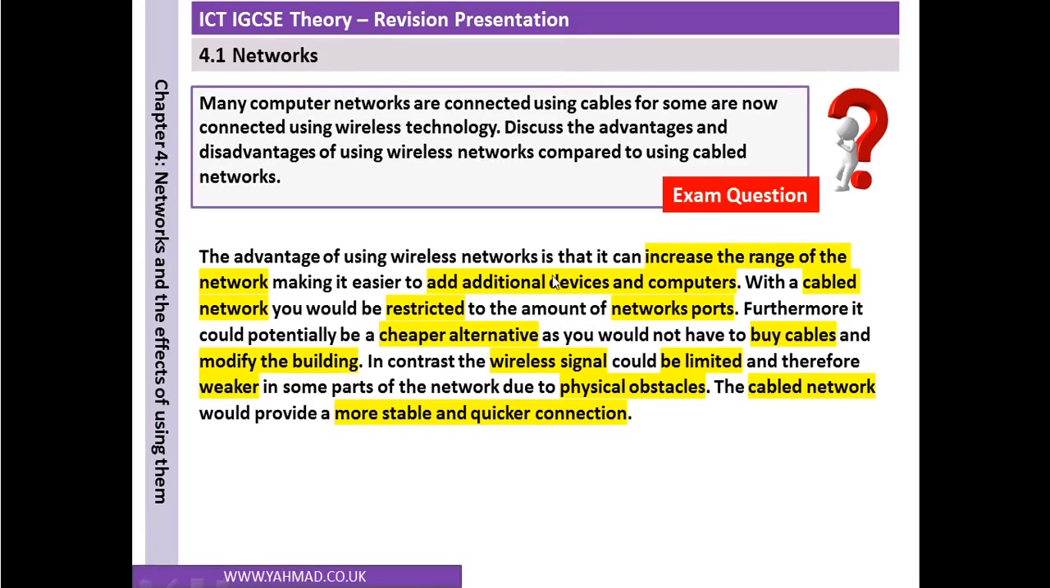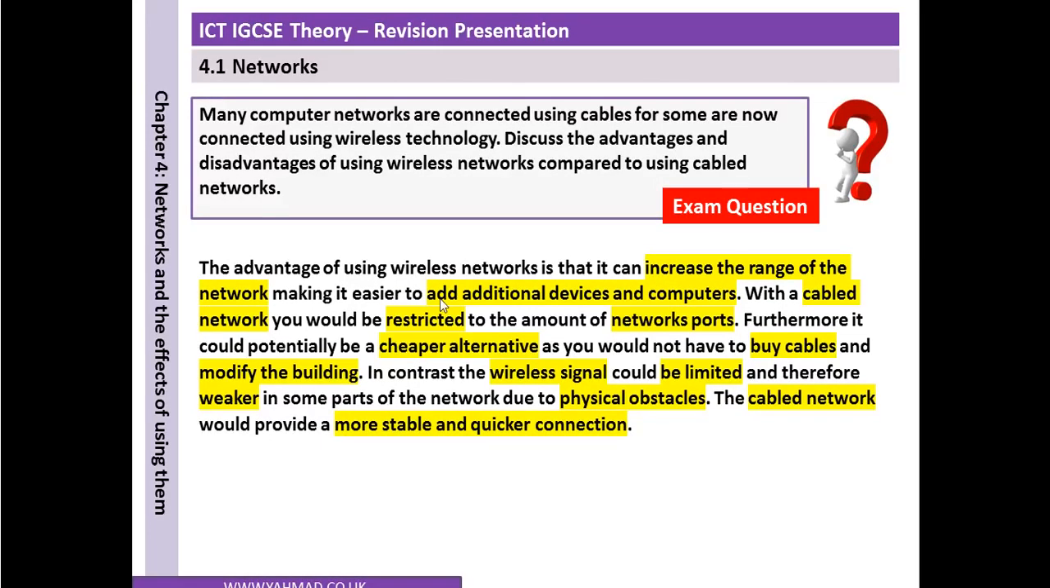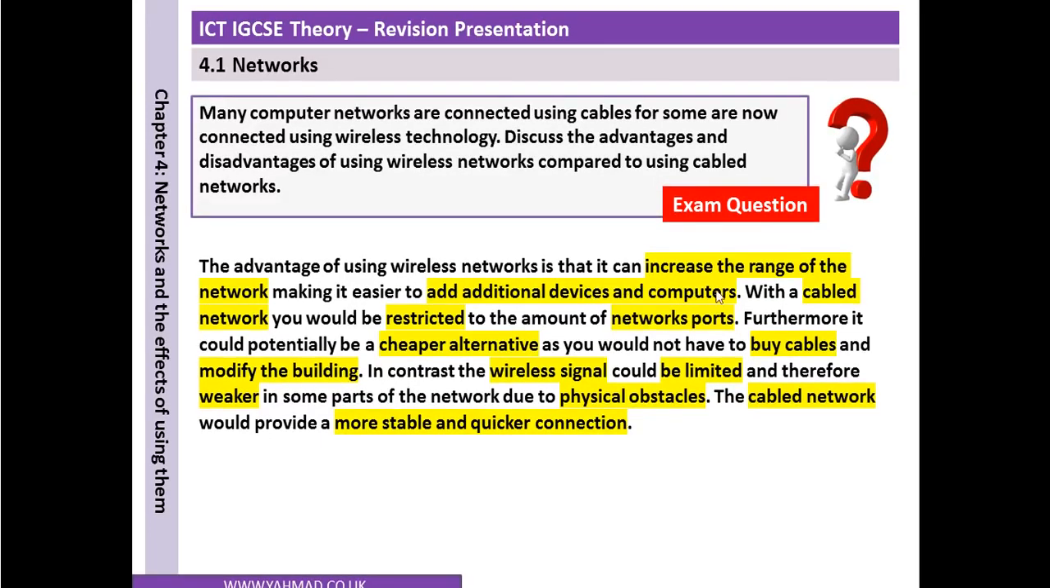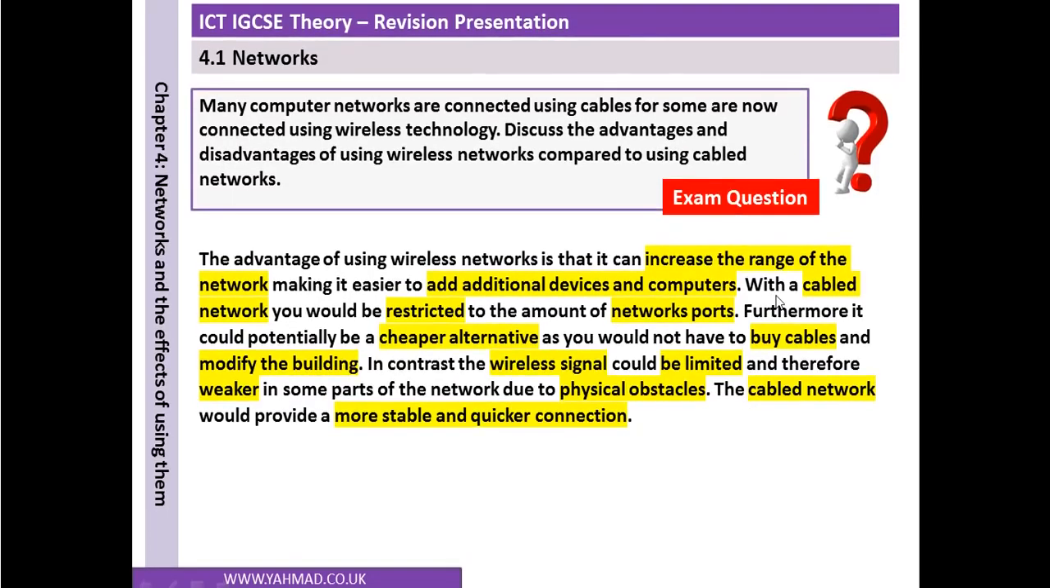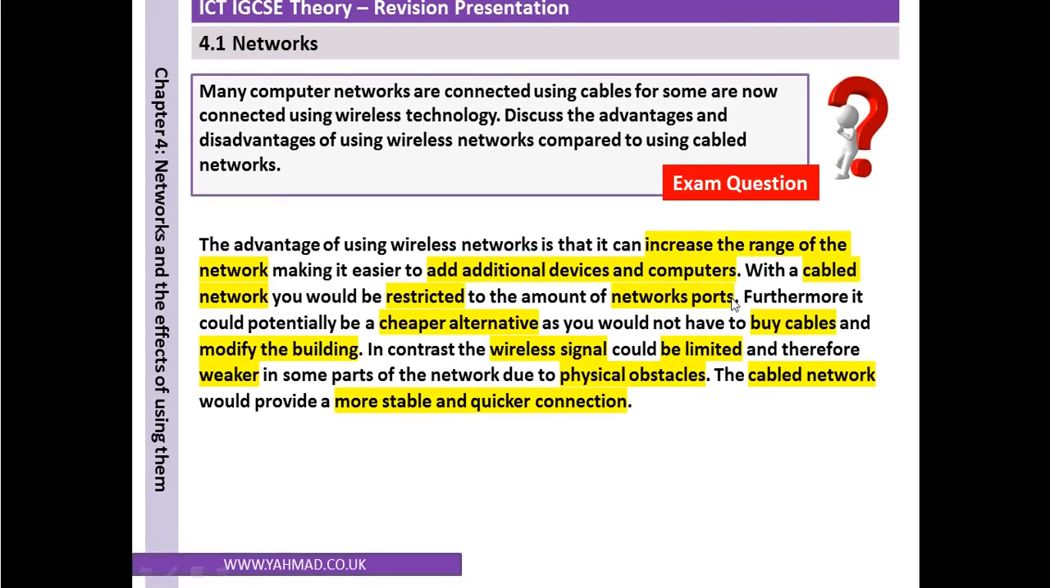So the advantage of using wireless networks is that it can increase the range of the network, making it easier to add additional devices and computers. With a cabled network, you would be restricted to the number of network ports. Furthermore, it could potentially be a cheaper alternative as you wouldn't have to buy cables and modify the building.